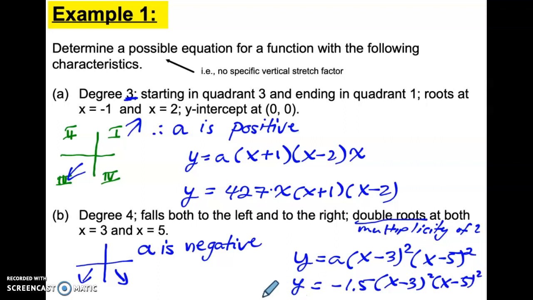At the end, it's always a good idea to check to make sure that you fit all the criteria. It is a quartic function, right? 2 squared terms would be a degree 4. We've got that it has that negative leading coefficient, which causes it to fall, and it does have the double roots. So that is one of our possible equations.